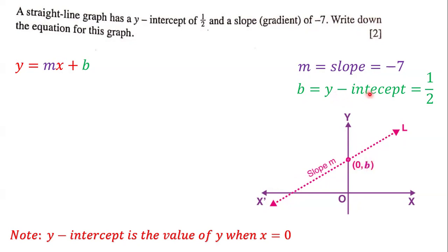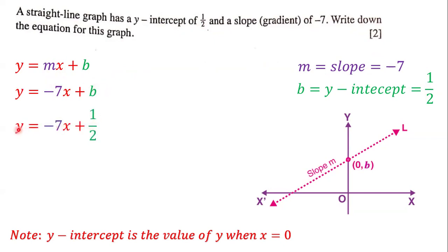So b is the y-intercept, and they told us that the y-intercept here is 1 over 2, or a half. And so we have what m is, -7, and we have what b is, a half. And so we can substitute. So m is equal to -7, and we place -7 here in front of the x. And then we have b. Well, b is equal to a half.